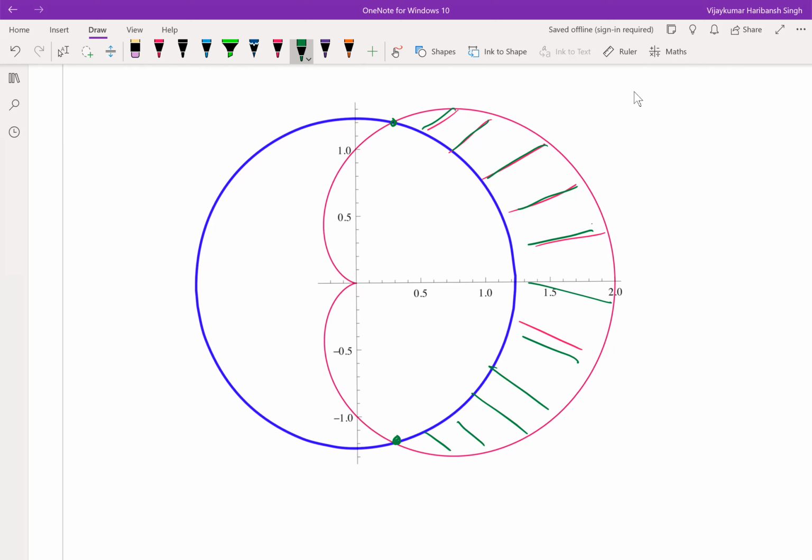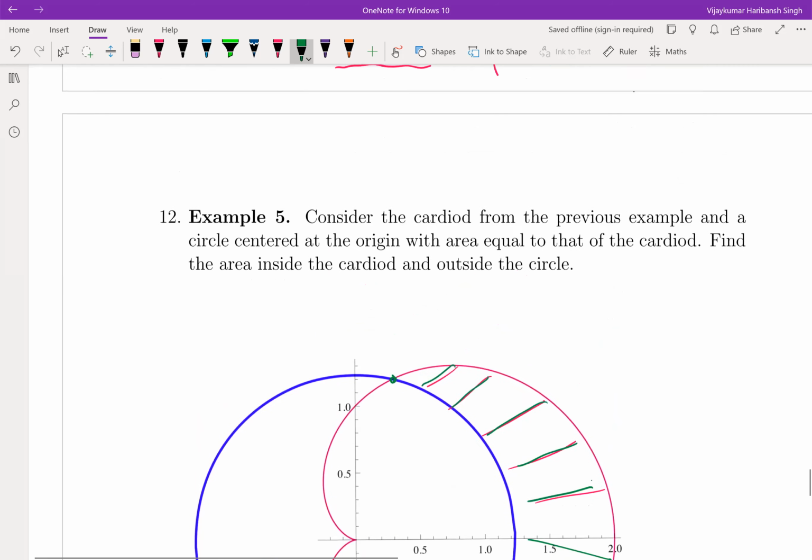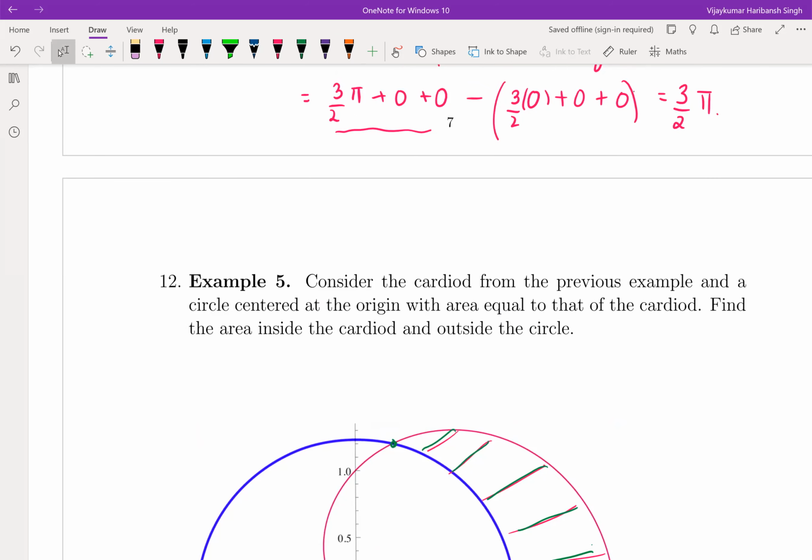So how do we go about it? First of all, what is the area of the circle? It says the circle is centered at the origin with area equal to that of the cardioid. The area of the circle, which is pi r squared, is the same as the area of the cardioid, which we got from here. So when you equate this, you get r.